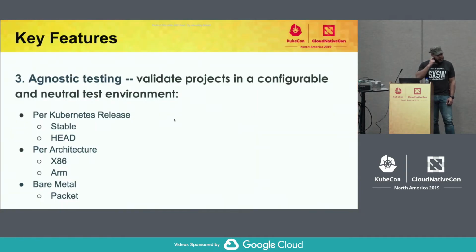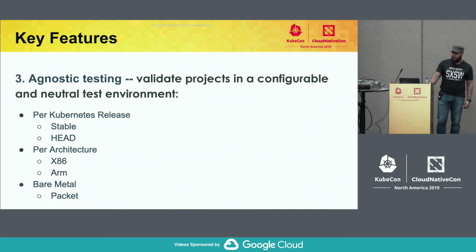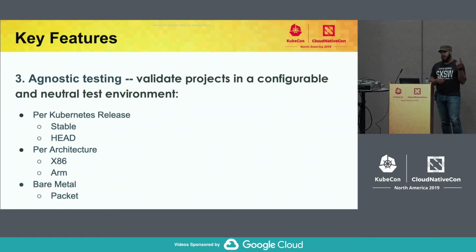So CNCF CI is an agnostic testing system. We validate projects in a configurable and neutral test environment. As you'll see when we display the dashboard, we can configure Kubernetes with head and stable, and our test environment is going to allow you to go between those two things. And then also you can configure the architecture, so that will be x86 or ARM. And we deploy in bare metal. So that's why we call it neutral.